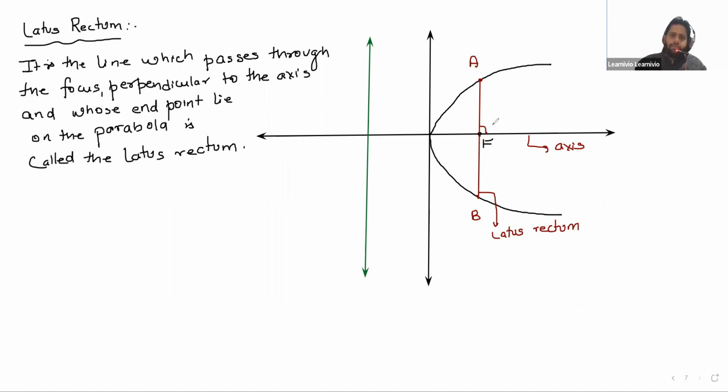Now again, the focus we will take as a comma 0. Krishna, can you tell me what is this distance? A, sir. This is a. Let this point be a, comma, y. Now, Krishna, can you tell me what is this distance, complete? 2a, sir.